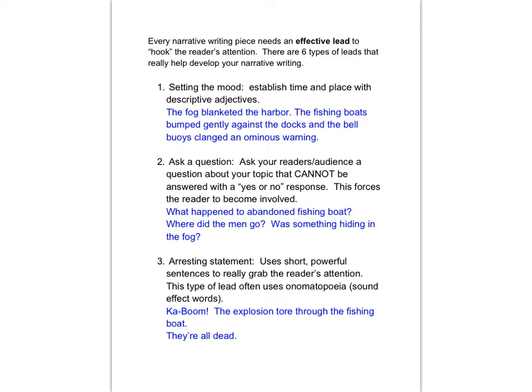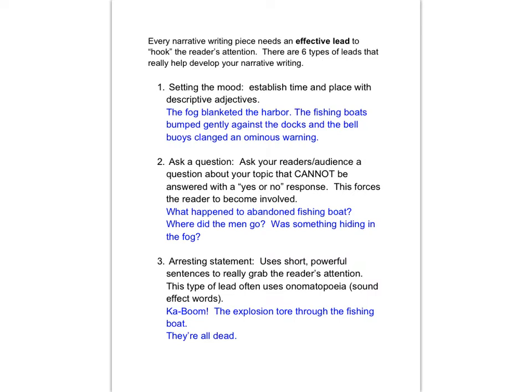And I found that there are typically, no matter what type of writing you're doing, whether it's fiction or nonfiction, whether you're writing true stories or make-believe stories, there are really 6 different types of leads that really help develop your narrative writing. So the first one, we're just going to go through all 6. The first one is called setting the mood. And when you're setting the mood, your job as a writer is to establish the time and place using really descriptive adjectives. And you're going to see in blue, I've given you examples of what each lead looks like.